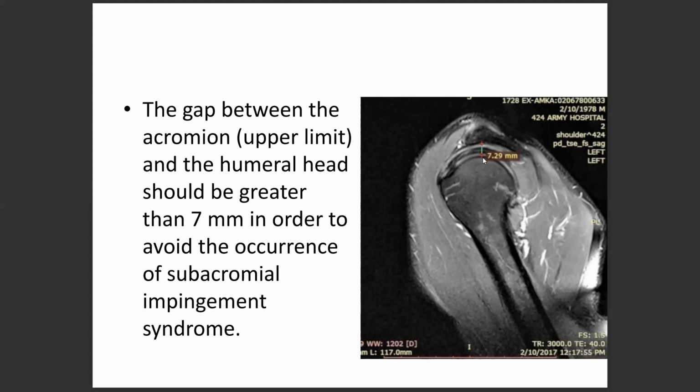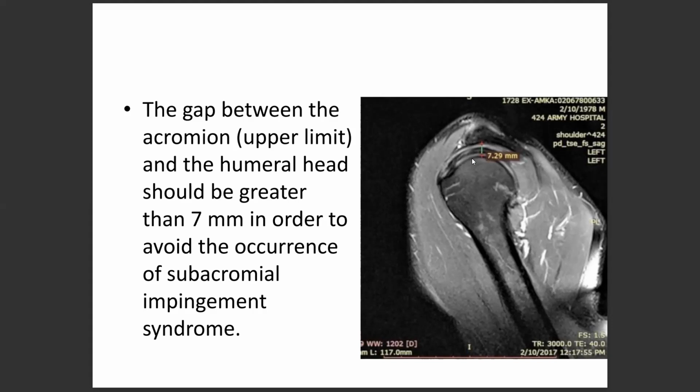There are two red dots. This is the upper limit, and this is the lower limit. This is the superior-most limit of the humeral head, and this is the inferior-most limit of the acromion. The distance between them is the subacromial space. Here in this example, the distance is 7.29 mm.